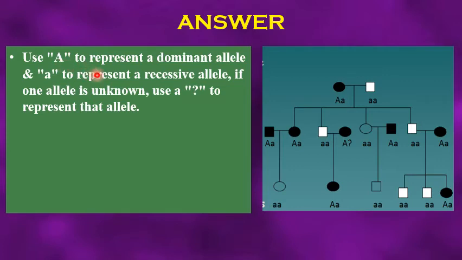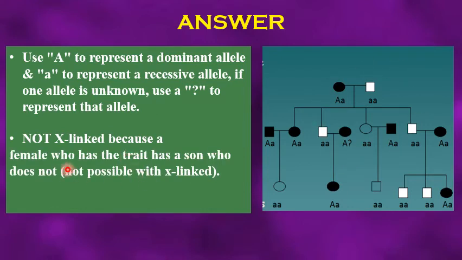Use capital A to represent the dominant allele and small a to represent the recessive allele. If one allele is unknown, use a question mark to represent that allele. We can see this pedigree is not X-linked, because the female who has the trait has a son who does not, which is not possible with X-linked. And it is not autosomal recessive, because the trait appears in every generation without skipping.